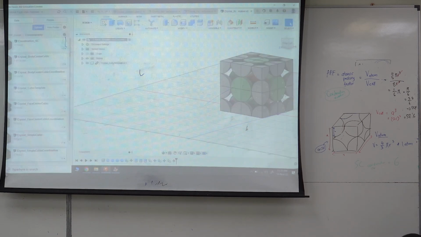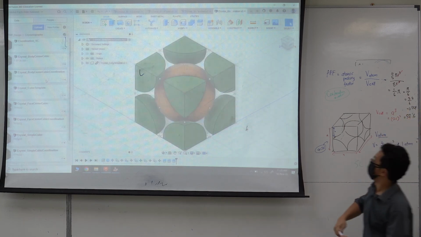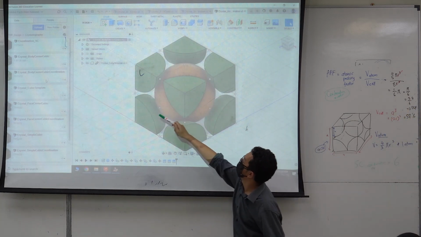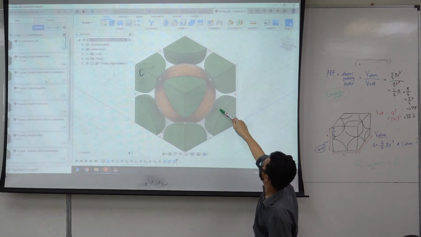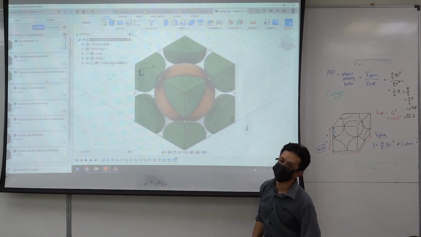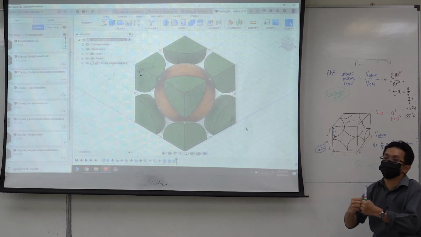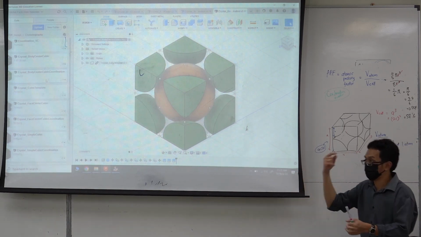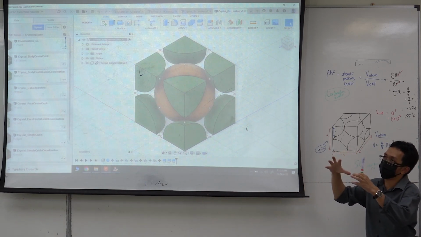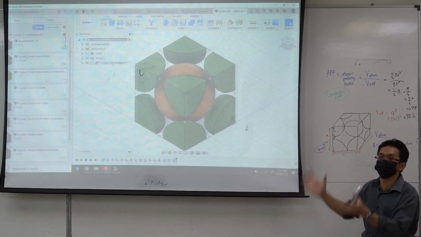So if you look here, that is the thing. For the body center cubic, you can see easily from this picture. One atom is touching 1, 2, 3, 4, 5, 6, 7, 8. So it's much more packed. That's why it's more packed: one atom has a lot more neighbors.